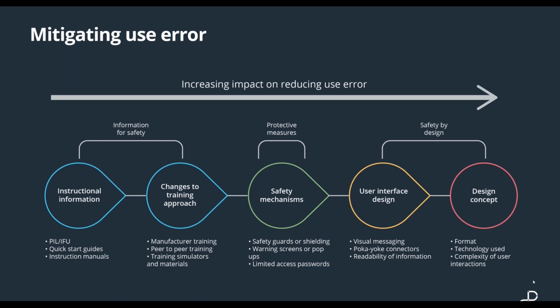And while these as well can be good mechanisms for mitigating use error, again, there are things you can do before a user interface is tied down, that has the potential to have greater impact on reducing use error. So if you look at the user interface design itself, there's ways that the visual messaging for that interface can guide users towards doing the right thing.